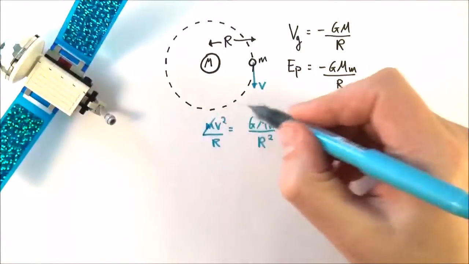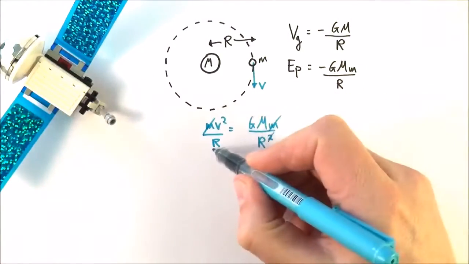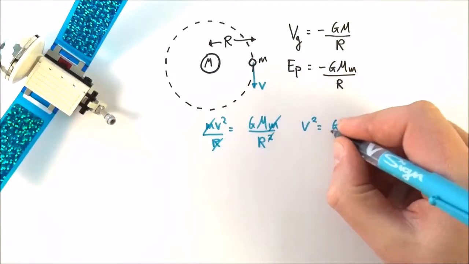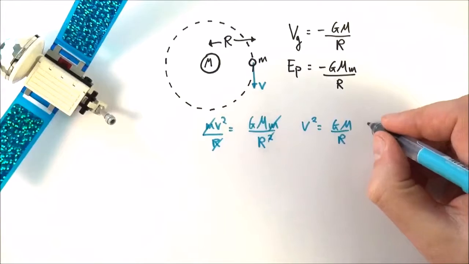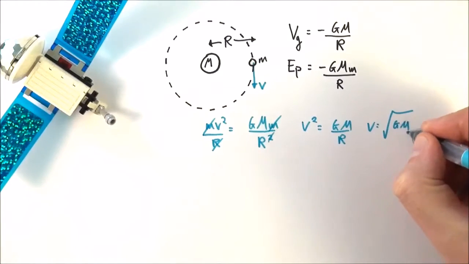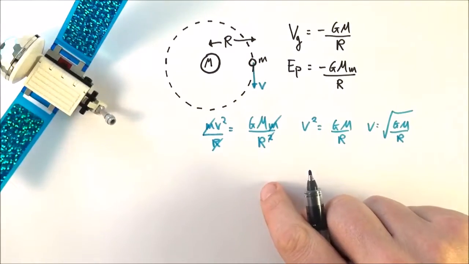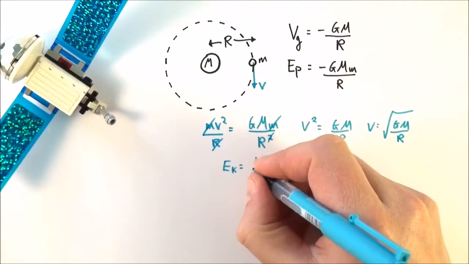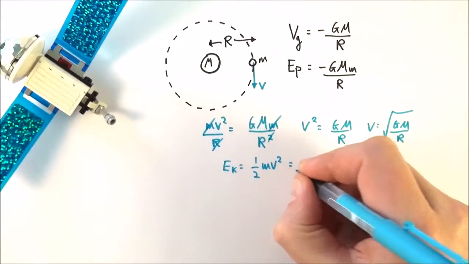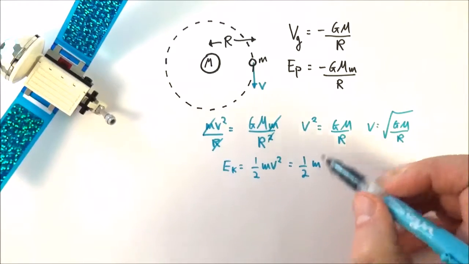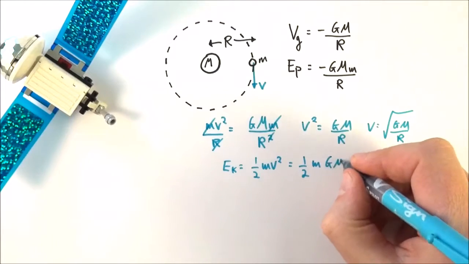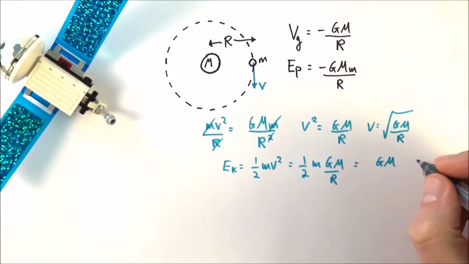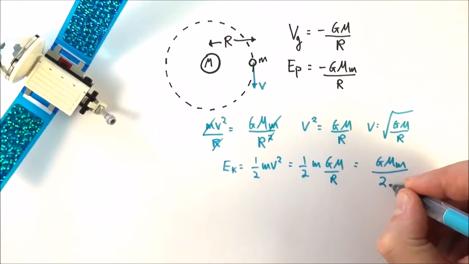What we can then do is cancel out the m's, and we can cancel out one of the r's, and we can also write this as v squared is equal to GM over r, or indeed we could say that v is equal to the square root of GM over r. In order to work out its actual kinetic energy, Ek, well, we know that Ek is equal to half mv squared, which is therefore equal to half times m. Well, v squared is equal to GM over r. And I can also write that as equal to GMm over 2r.